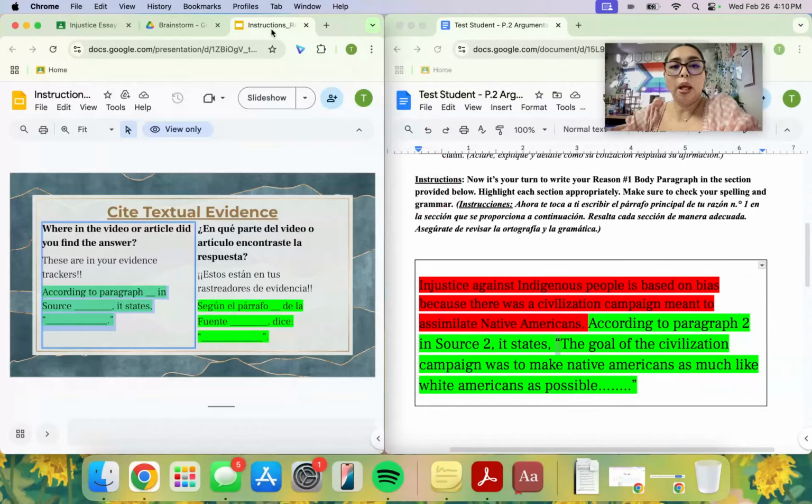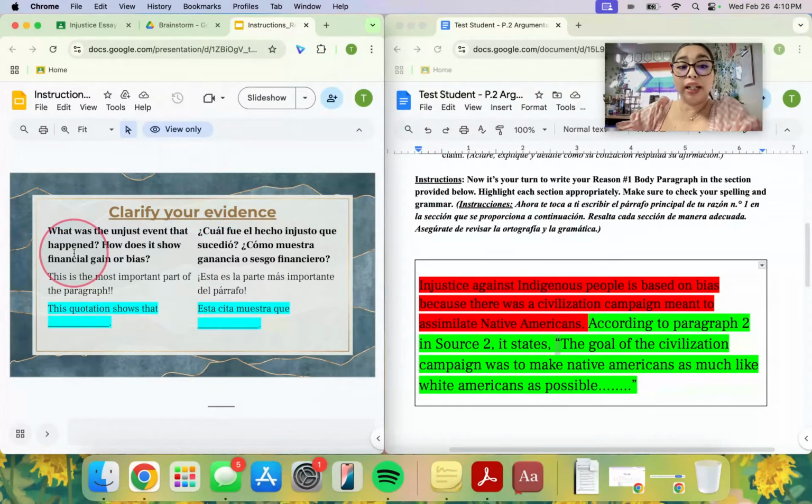All right, moving on. In the next paragraph, I am going to clarify my sentence. So what I need to do is make sure I'm answering this question: What was the unjust event that happened, and how does it show financial gain or bias? So how did that unfair thing show financial gain, or how did that unfair thing show bias? So I'm going to copy this.